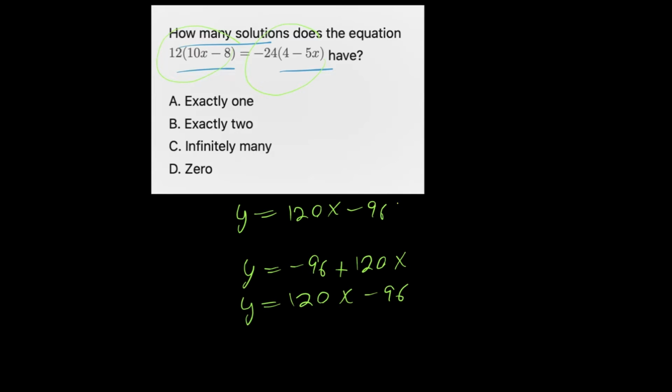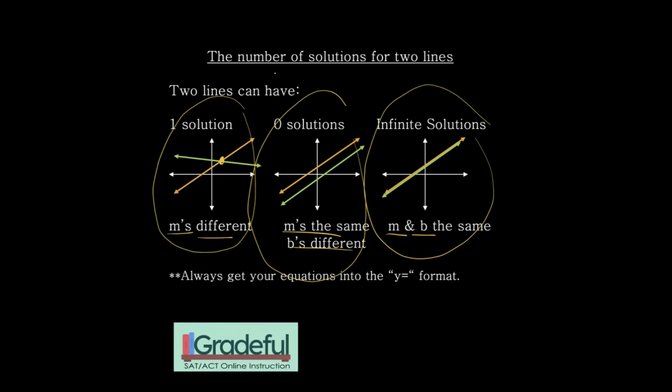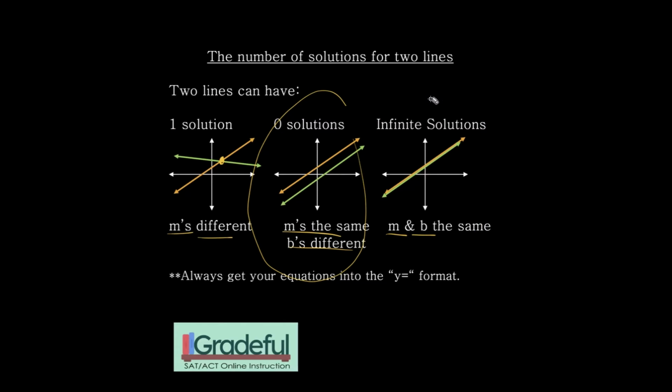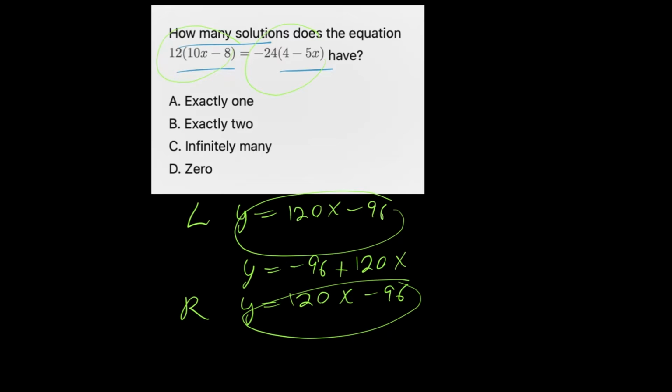So this equation here is what we had on the left. This equation here is what we had on the right. It's all a little confusing because they're identical. But once again, when you're dealing with the number of solutions for two lines, if they're identical, that actually means something. That means that you have the same slope and y-intercept, infinite solutions. So for us in this question, they're identical. We have infinite solutions, and that's answer choice C.